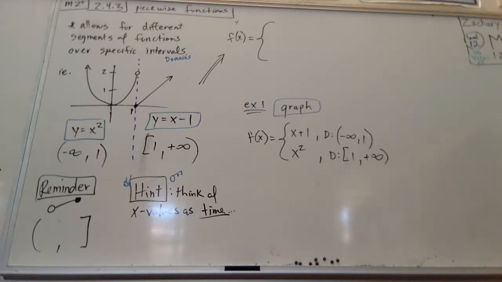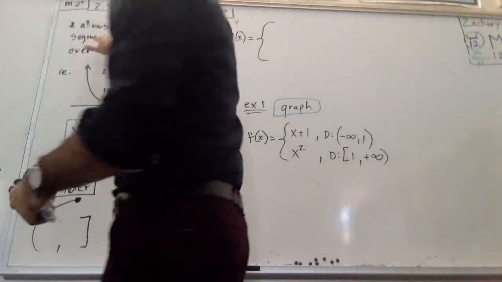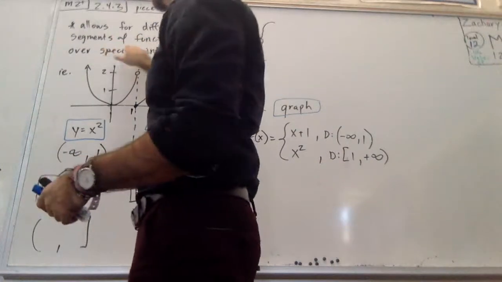So like, let's see. You know the coins that were on the ground, you had to pick up with the clip, the pinchers, and bring them over to the jar. That's a piecewise action. You're doing one piece at a time, okay? So piecewise just means that there's one part, and then there's another part, then there's another part, okay? So it allows for different segments of functions over specific intervals.